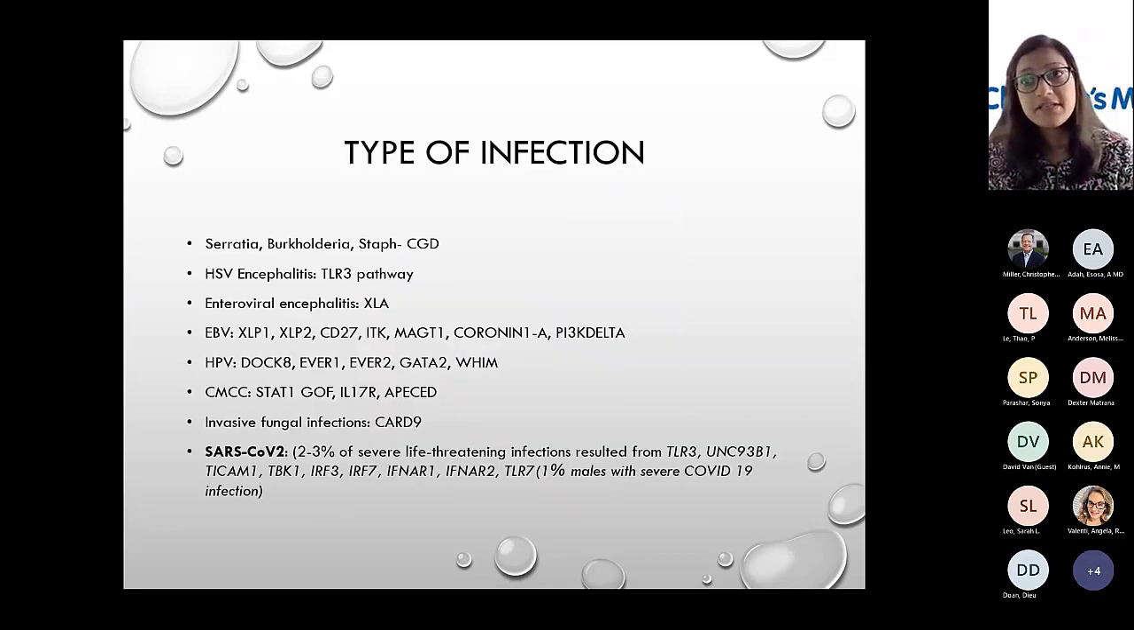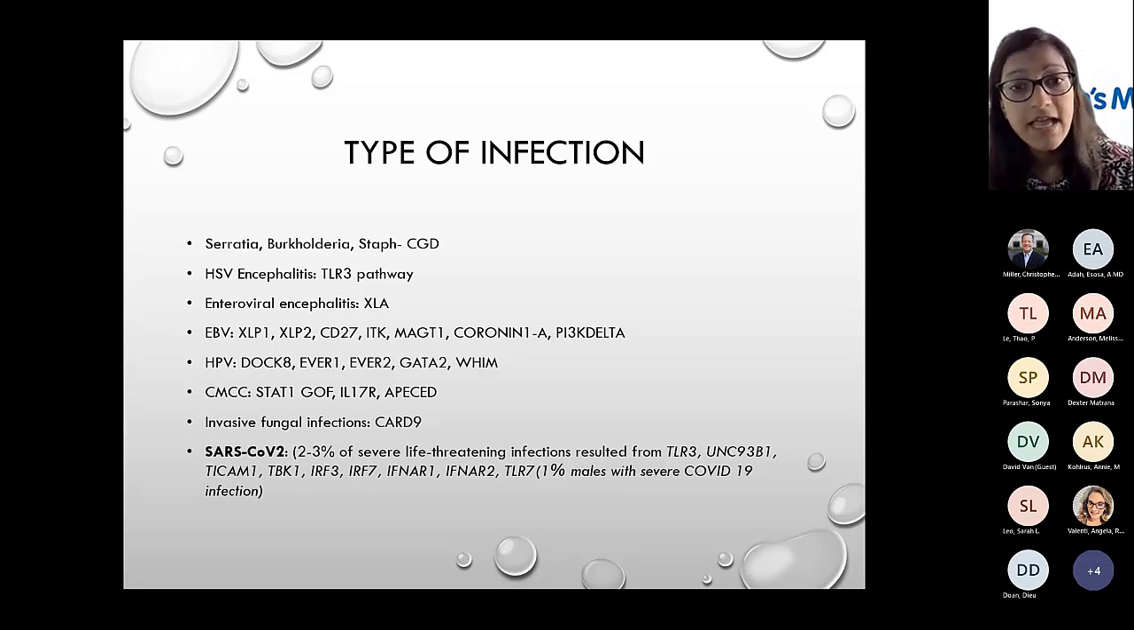Types of infections definitely plays a role in what kind of immunodeficiencies you should be thinking of. Sometimes that's revealing, sometimes it's not. So some examples where it might play a role is if you're seeing catalase positive organisms, so Serratia, Burkholderia, staph, molds, think of chronic granulomatous disease. Or if you see HSV encephalitis, we know that that can be caused by defects in TLR3 pathway.